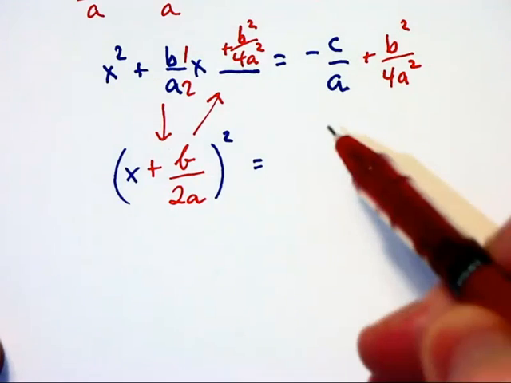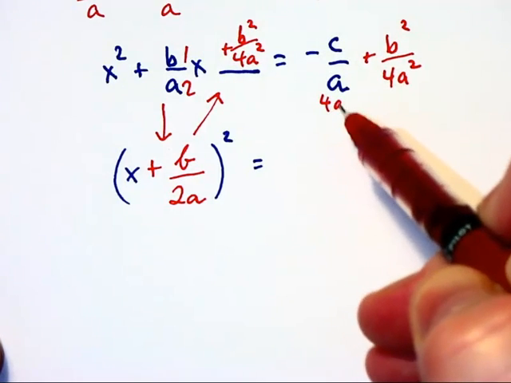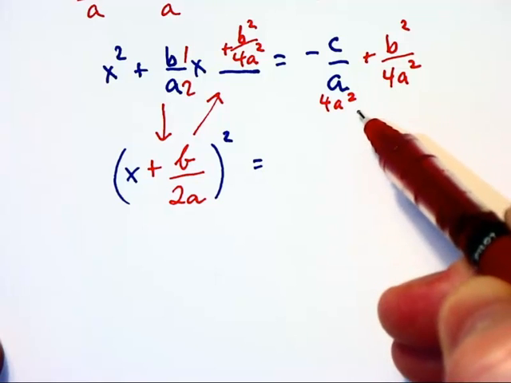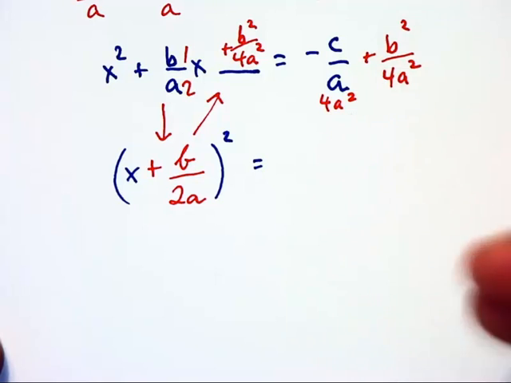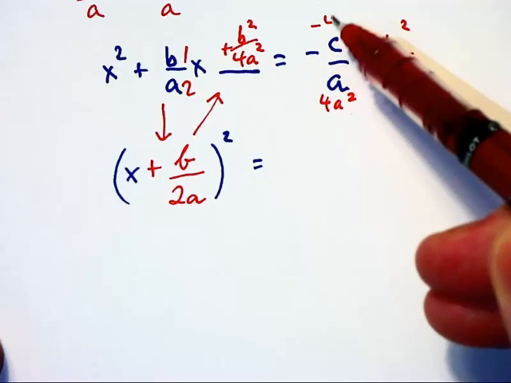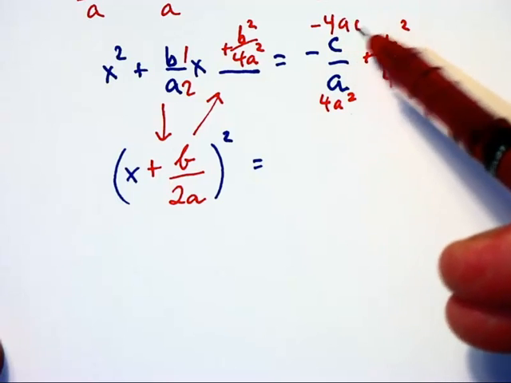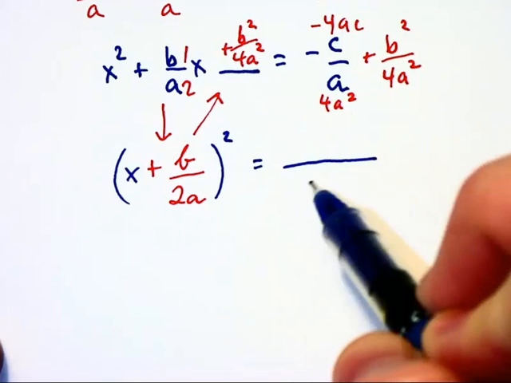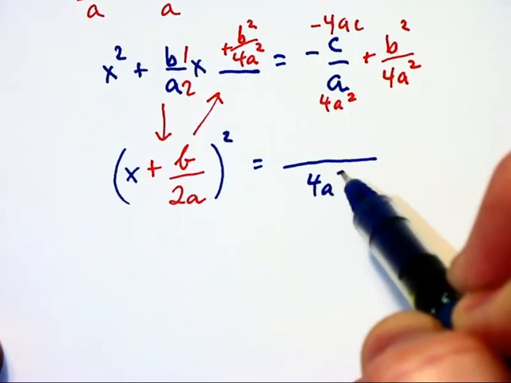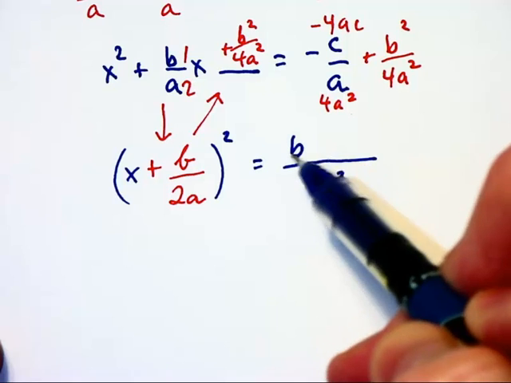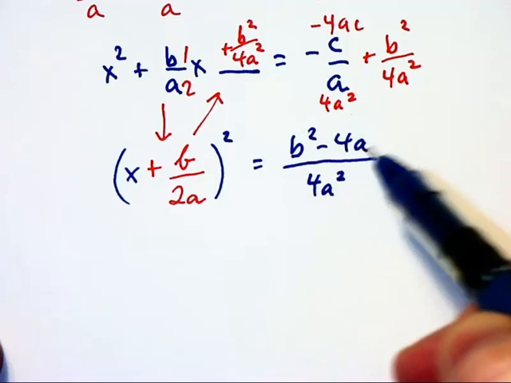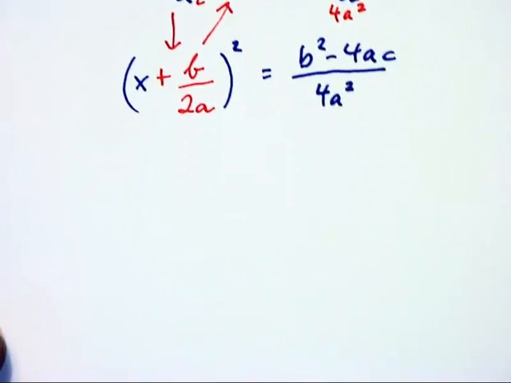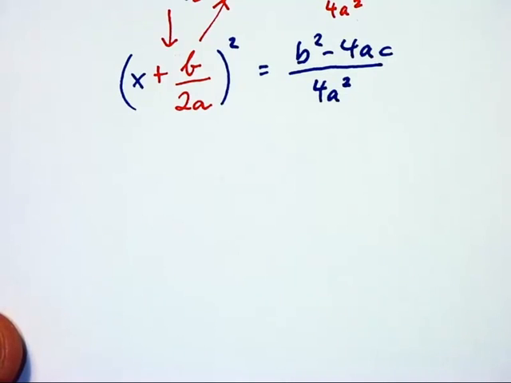We need a common denominator of 4a squared. So the denominator is being multiplied by 4a, so the numerator will get multiplied by 4a, and we'll have negative 4ac. So on the right hand side, the denominator will be 4a squared, and the numerator will be b squared minus 4ac. Now what we want to do is square root each side of the equation.